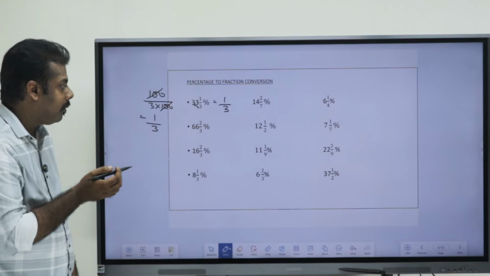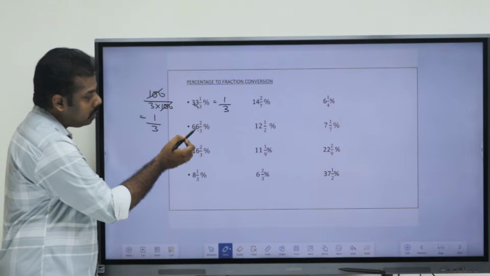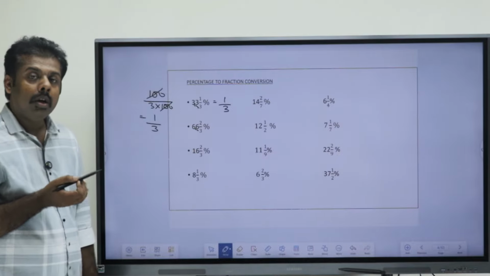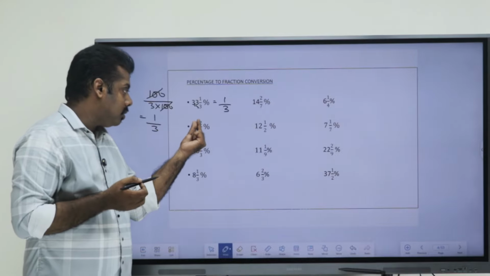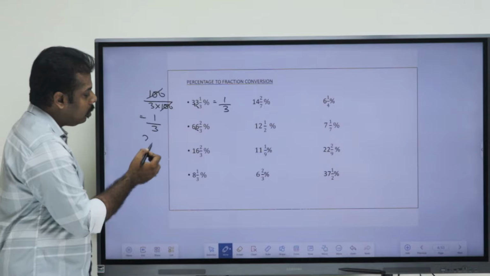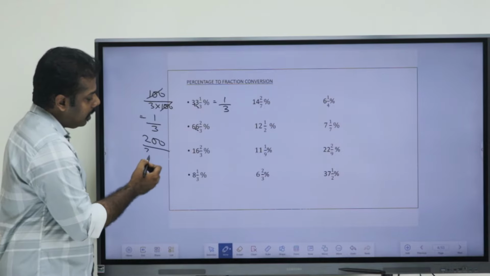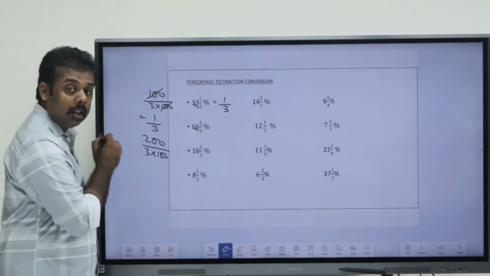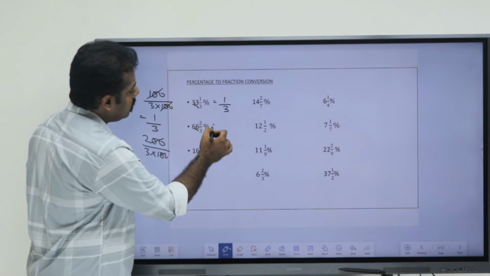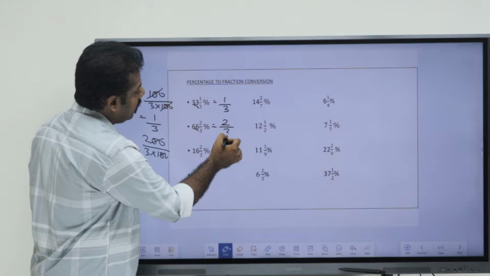Same process. First, just multiply these two terms. 3 into 66 gives us 198, plus 2 in the numerator, so just add it. What are you getting? You are getting 200 by 3. Obviously into 100 is there in the denominator. If we cancel it out, what do we get in the fraction part? Yeah, we are getting 2 by 3.